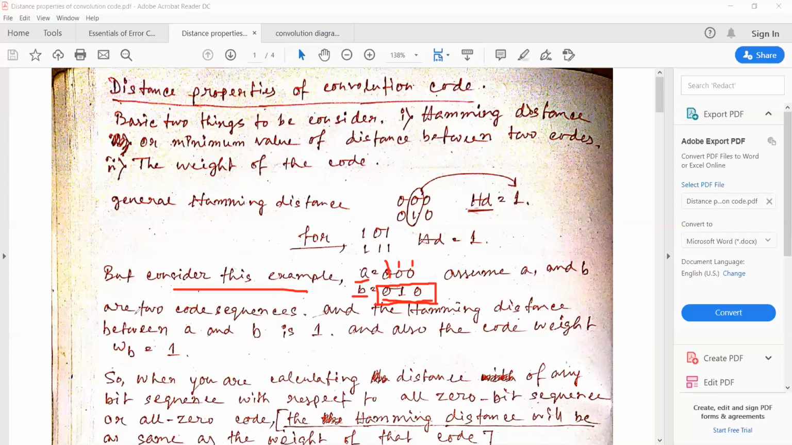So here it is written that for two code sequences, the Hamming distance between A and B is 1. And also the code weight: WB, taking B equals 010, means the weight of B. The code weight of B is also 1. So the Hamming distance is 1 and the code weight of B is also 1. Let me erase it.